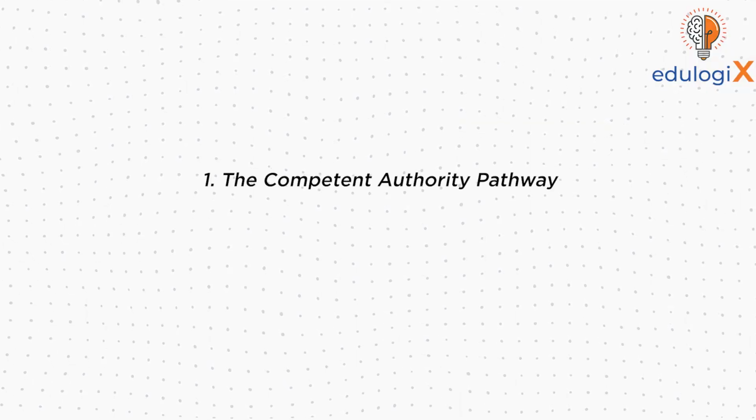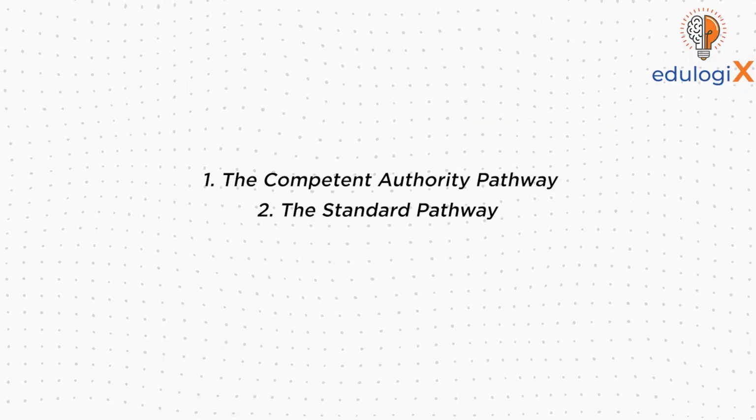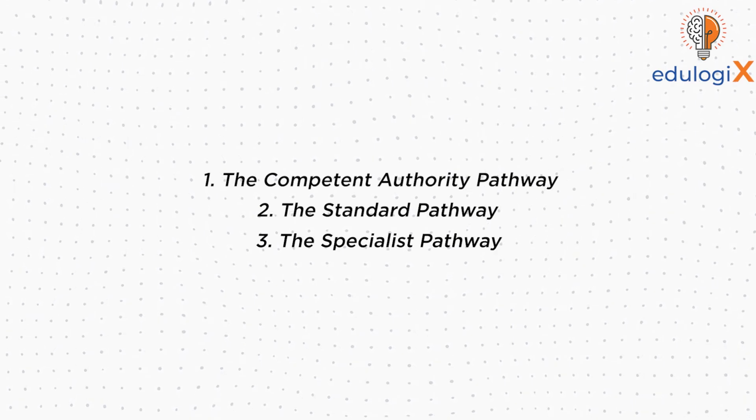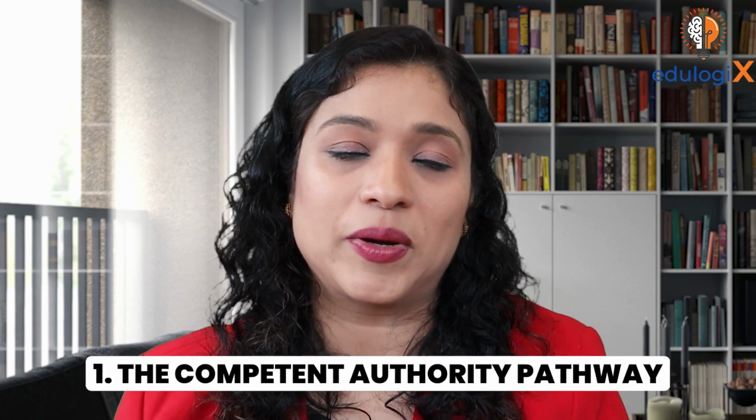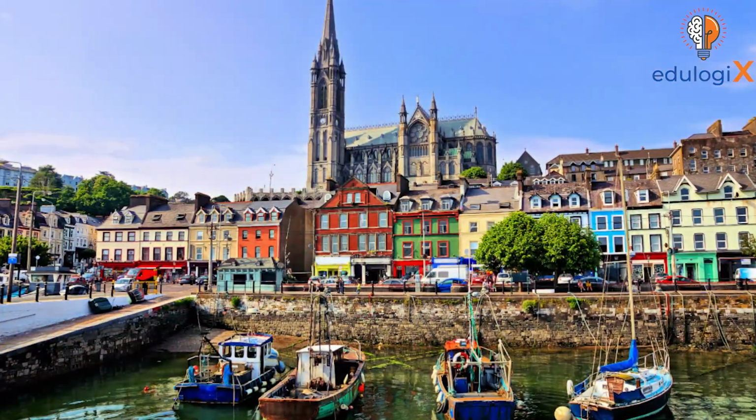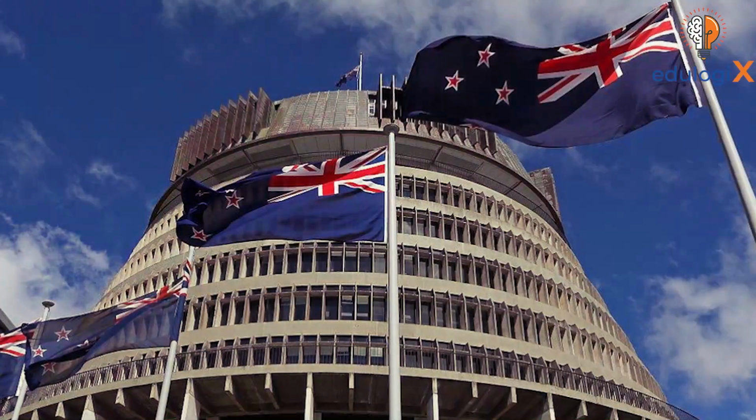For overseas doctors like yourself, you have three pathways. Number one is the competent authority pathway, number two is the standard pathway, and number three is called the specialist pathway. Don't worry if all this sounds confusing, I will explain each one of them. Number one is the competent authority pathway. If you are a doctor who has graduated from the UK, Ireland, US, Canada or New Zealand, then you have the option to take this pathway.